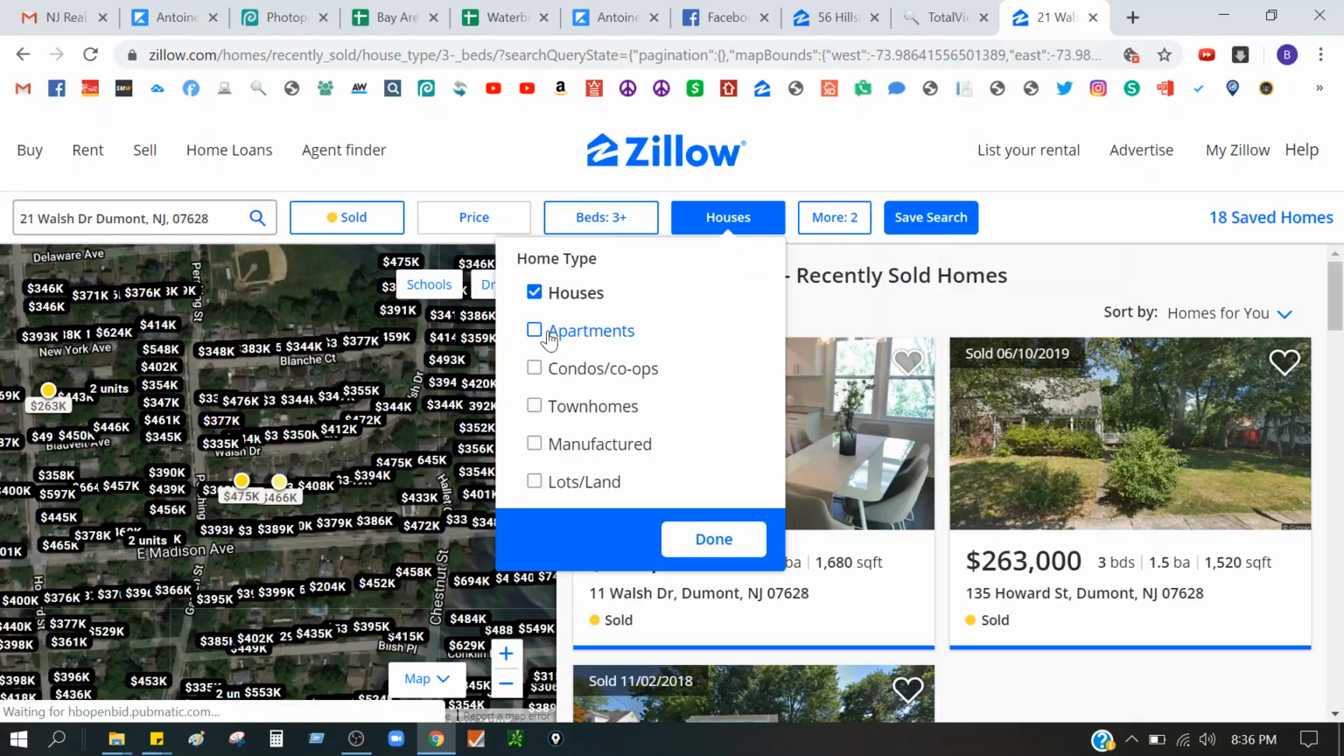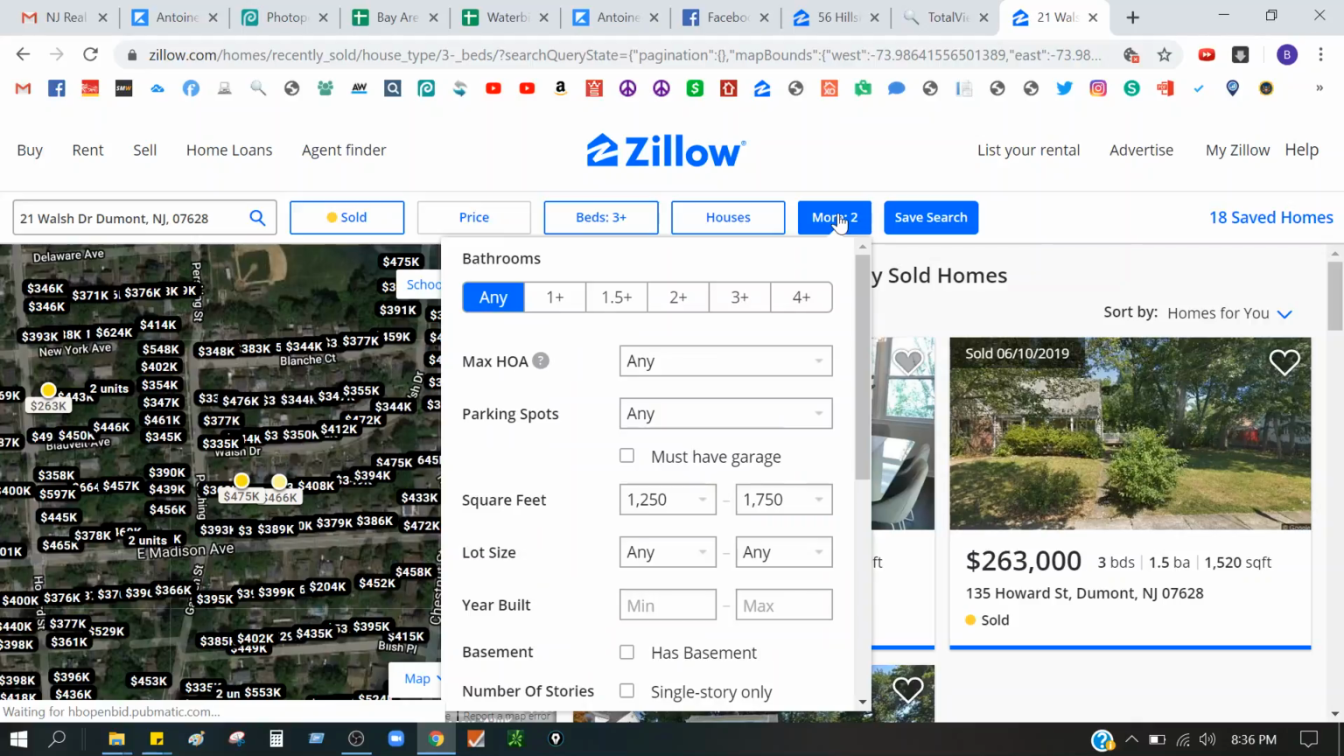You want to make sure all these are off. I have this setting already pre-saved, so that's why it's already done. So just make sure you take all of these off and then just have houses. And then when you go to more, you're going to type in the square footage, 1,500. So I'll probably put like, yeah, this sounds about right.